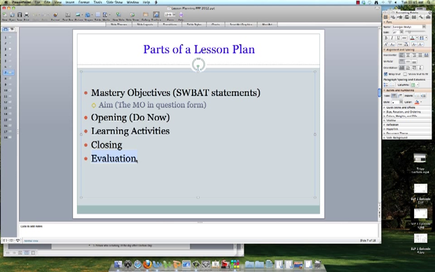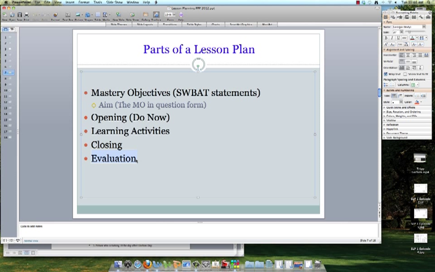Now, when we're doing mock lesson plans, like we do so often at the college level before you actually get out and do some teaching, this evaluation doesn't matter so much. But when you're teaching and you're going to be using this lesson plan again, it's really important to evaluate how that lesson went and how your students did so that you can adjust that lesson for the next time.